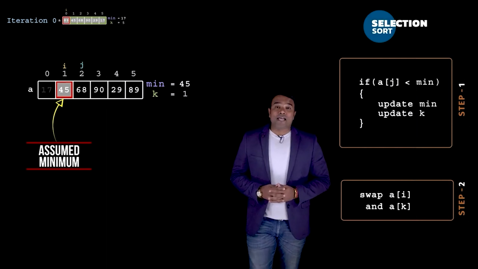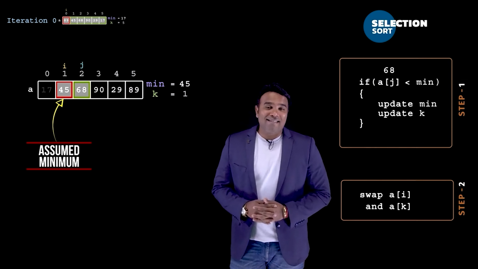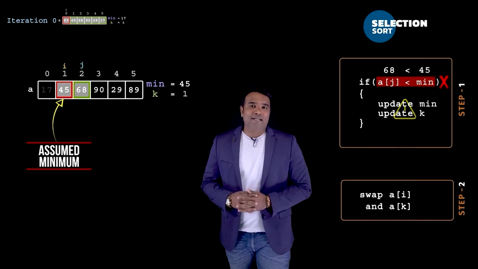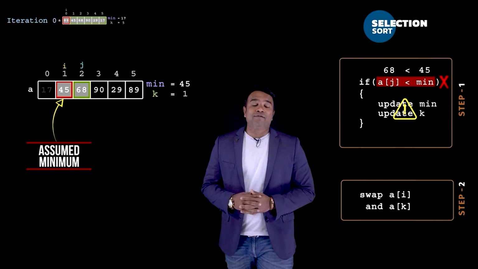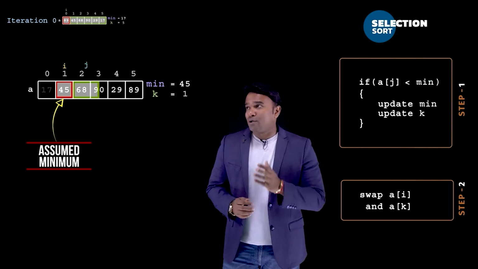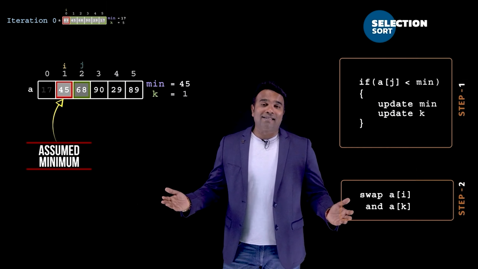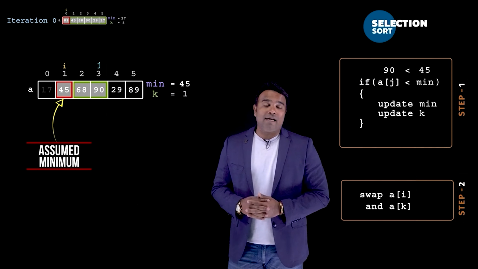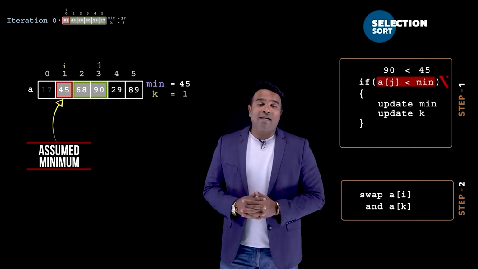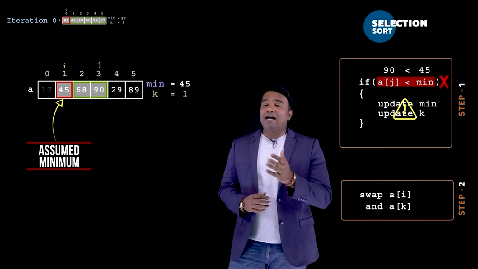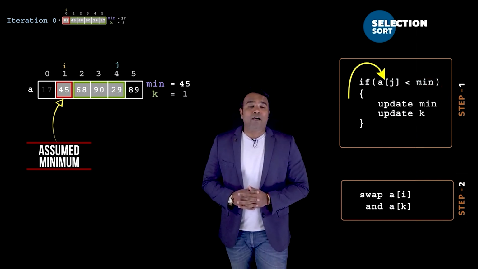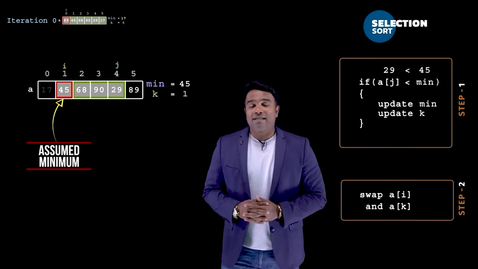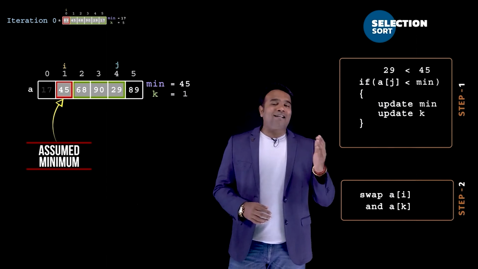My a of j this time happens to be 68, and 68 is not lesser than my minimum 45, which means the condition is not satisfied. Anyway, even though the condition is not satisfied, as a programmer, it is my duty to scan the entire length of the array, and hence I will have to increment j, and this time my a of j happens to be 90, and even 90 is not lesser than my minimum 45, which means again I will increment j, and the next time my a of j happens to be 29, and you know that 29 happens to be lesser than my minimum 45, which means that the condition is satisfied.